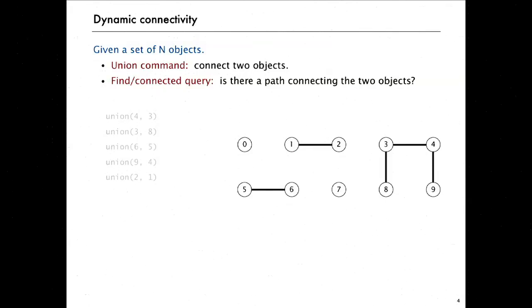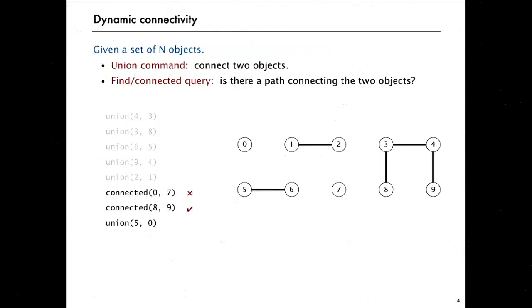So for example, in this set of 10 objects, we've performed already a bunch of union commands connecting 4 and 3, 3 and 8, 6 and 5, 9 and 4, and 2 and 1. And now we might have a connected query that says, is 0 connected to 7? Well, in this case, there's no connection, so we say no. But if we ask, is 8 connected to 9? We're going to say yes. Even though we don't have a direct connection between 8 and 9, there's a path from 8 to 3 to 4 to 9.